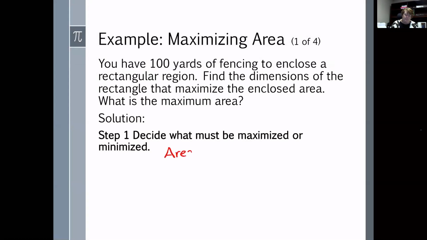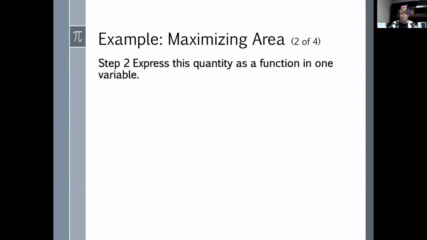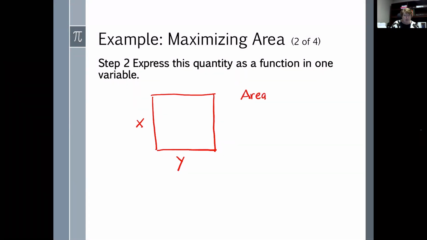Okay, so then let's express this quantity area as a function in one variable. We know from geometry that the area of a rectangle can be found by multiplying its length times its width. So if I call this x and I call this y, then I know the area, which is what I'm trying to maximize, is equal to x times y.